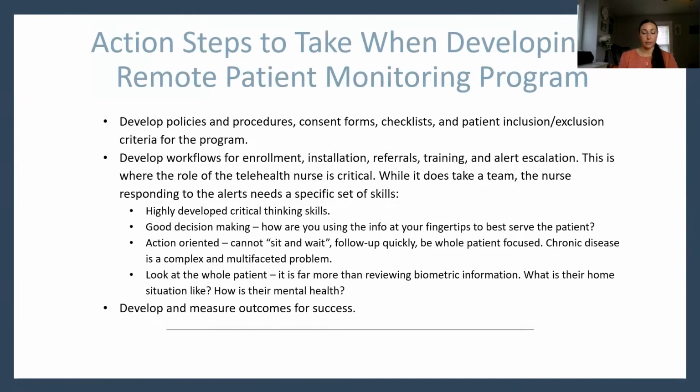Who will monitor these alerts? Who will respond to them? What will the workflow look like if it's in the middle of the night or the weekend? What will the follow-up care look like? This is where the role of a point person or telehealth nurse is critical.